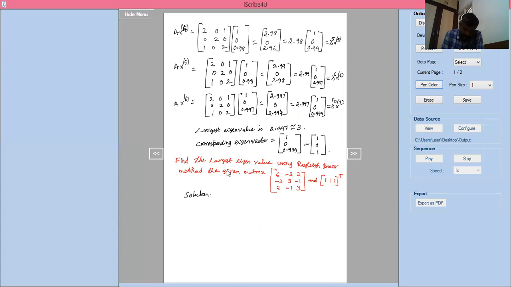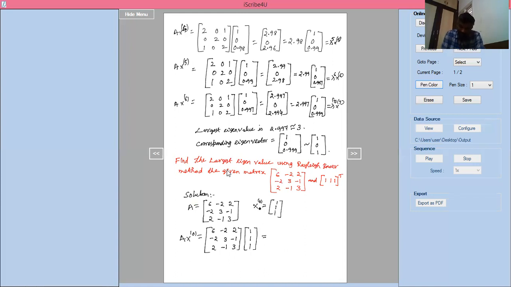The given matrix I am taking as A. A is nothing but 6, minus 2, 2; minus 2, 3, minus 1; 2, minus 1, 3. This is the given matrix, and x naught is 1, 1, 1. Now we take A x naught, which is the A matrix 6, minus 2, 2; minus 2, 3, minus 1; 2, minus 1, 3, into x naught, where the value of x naught is 1, 1, 1.